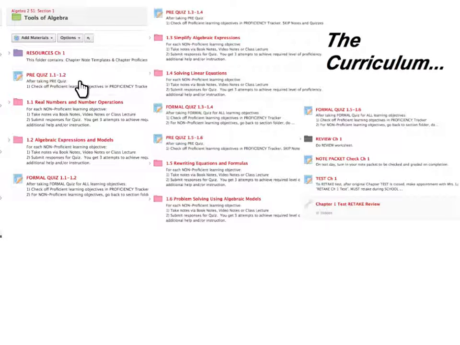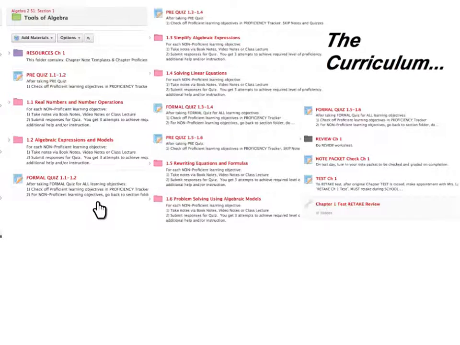Students will first assess what they know by taking a pre-quiz by learning objective. If they get a learning objective correct in the pre-quiz, then they do not have to take notes or do the daily homework for that individual objective. However, if they were not proficient on a learning objective, then they will go ahead and do their learning by taking their notes and doing their daily work. Once they're done with their formal learning, they will take a formal quiz. This is also by learning objective and is very similar to the pre-quiz.